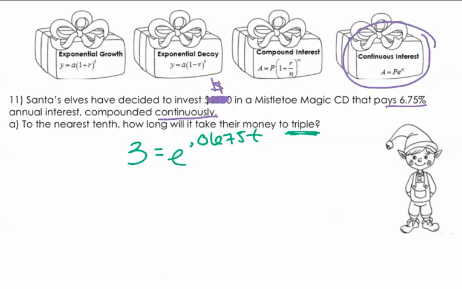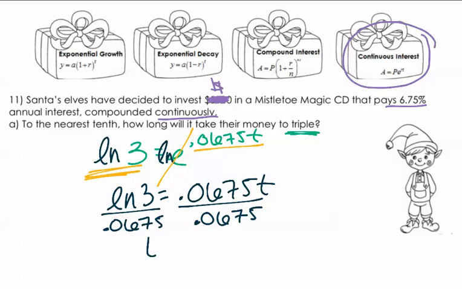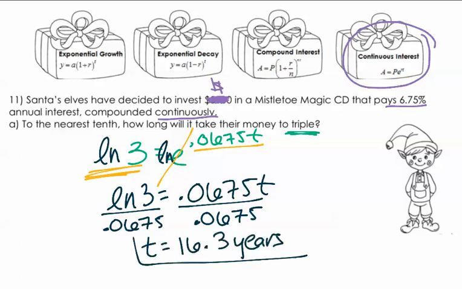Now we can see that to get rid of that base e, hopefully you see that you need to take the natural log of each side. So now the natural log is going to cancel out with that e, and we're going to be left with this. And the natural log of 3 is just a number. So you should type in your calculator the natural log of 3, and then it's equal to 0.0675t. So leave that natural log of 3 in your calculator and divide by 0.0675. So we really want to make sure that we're trying to round at the very end. So we're going to see that t is about 16.3 years, and we're rounding to the nearest tenth because the directions say so.